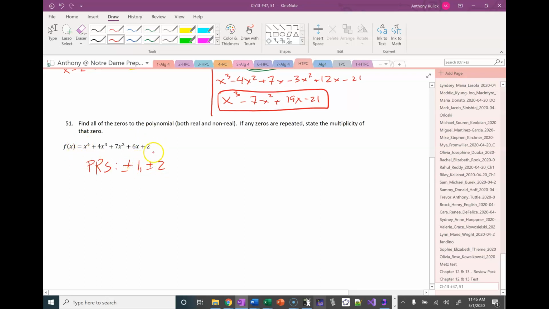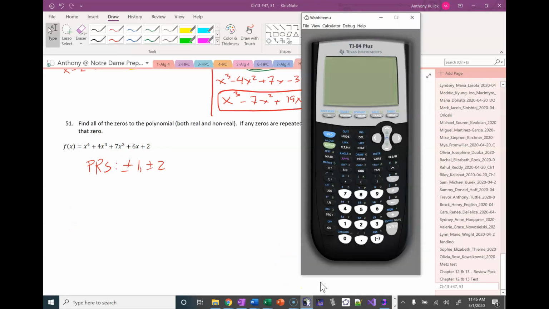1 divided by 1 is 1. 2 divided by 1 is 2. And they can be positive or negative. So what I'm going to do now is I'm going to type in this polynomial into my calculator.